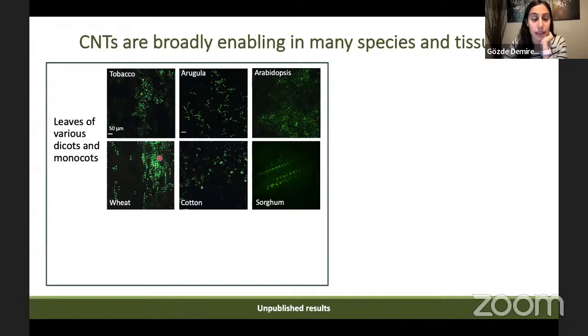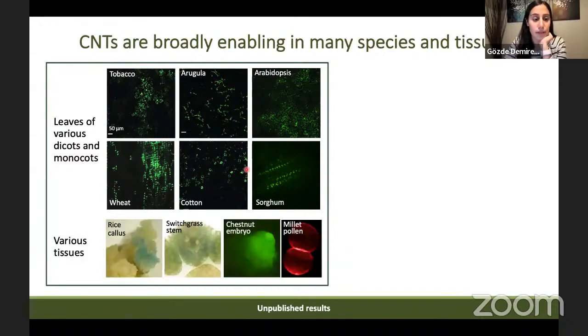All of these are leaf samples. We have also shown that we can get expression in callus, stem, embryo, and pollen samples. So it also works with different types of tissues, which will be important to do heritable edits going forward.